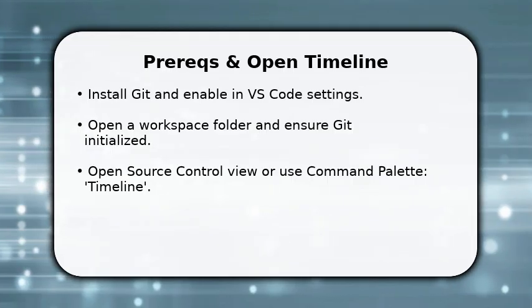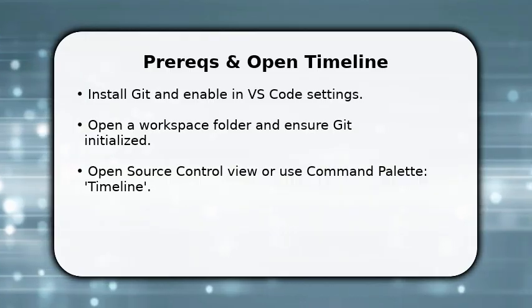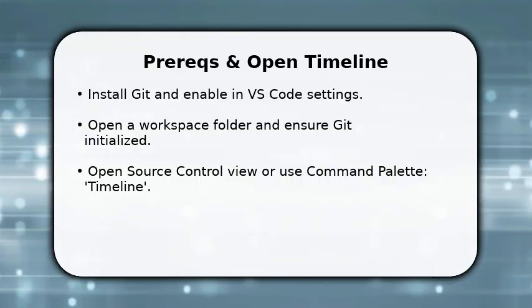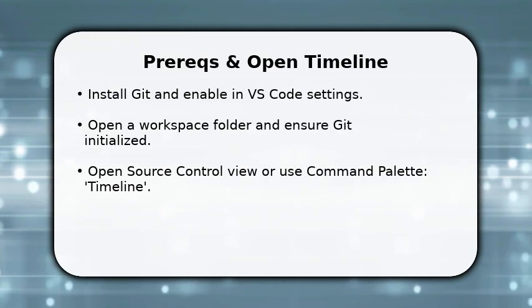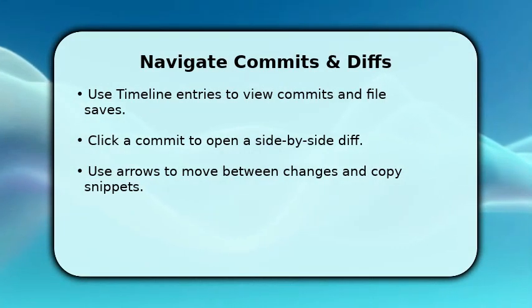Make sure the file is tracked and not ignored. Otherwise, VS Code won't show entries. This step prepares the editor to surface historical events for that file. Once the timeline shows entries, click a specific commit or saved version to open a diff in the editor.